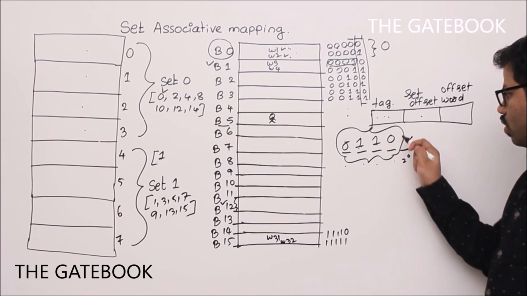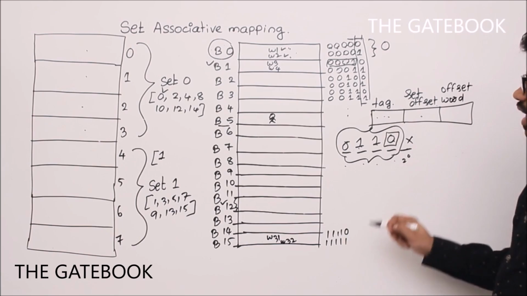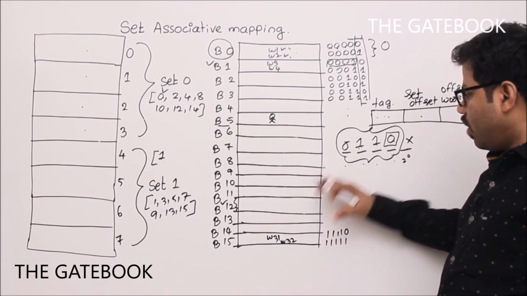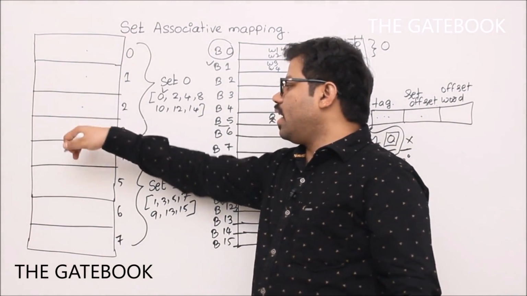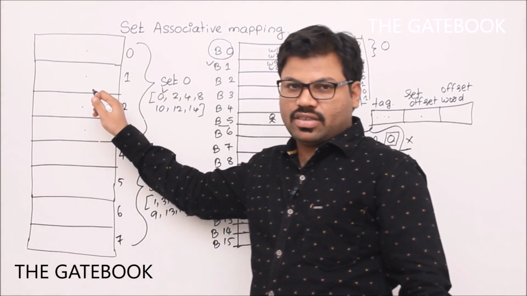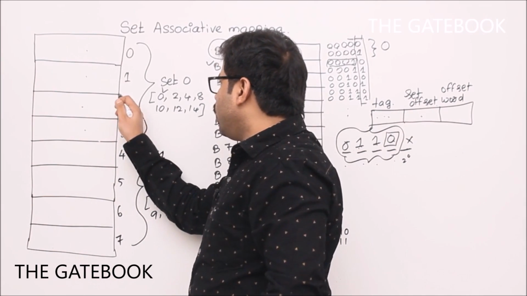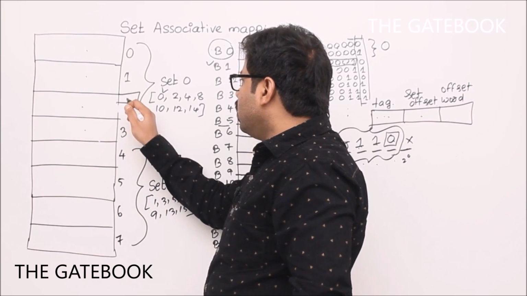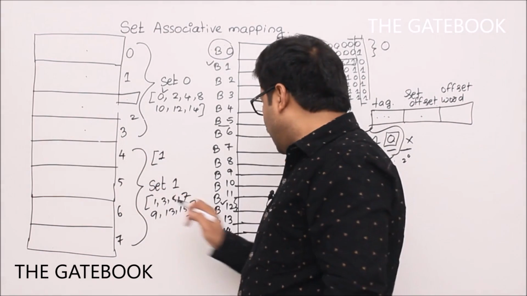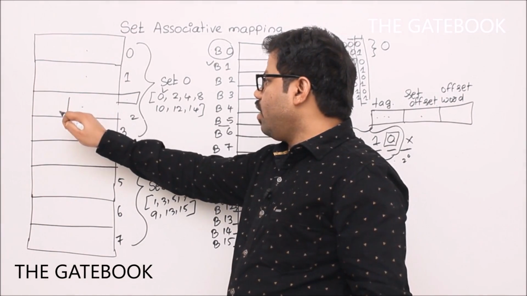Where should it go? Because there are 2 sets, simply take this bit, 0. So keep it in set number 0. In set number 0, where do you keep this block data? Anywhere, because there are 4 blocks, anywhere you can keep it. Wherever you keep it, for example, if you keep it in this second block, try to understand. Then there will be a tag. I am showing the tag here. This is the second block. So example, you are keeping the data of B12, this entire block B12. Let us say this data is D. Keep the data D here.